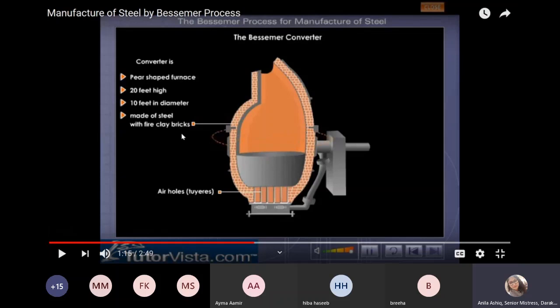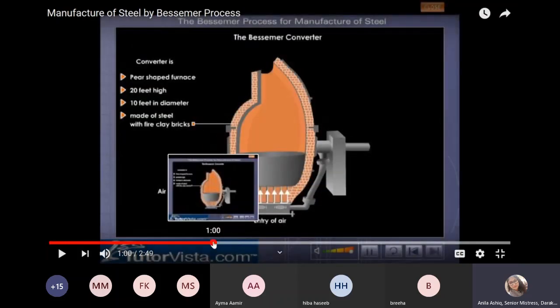The other thing is, what did I say? Made of steel with fire clay. Sure, I can. It is made of steel with fire clay and then air holes.